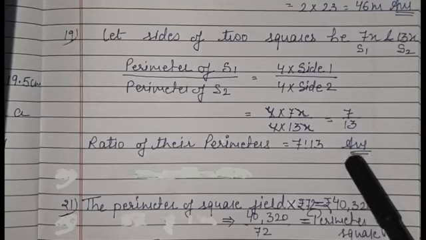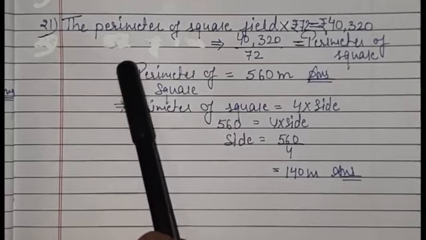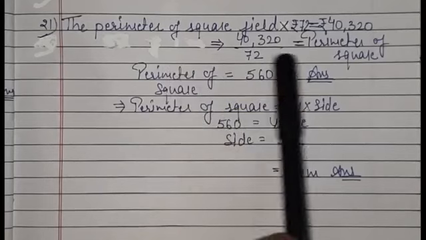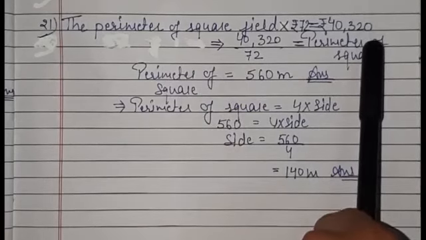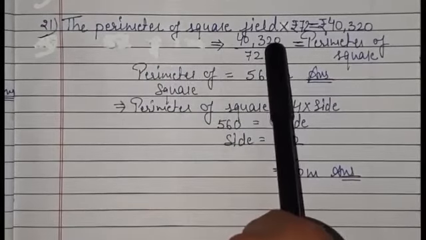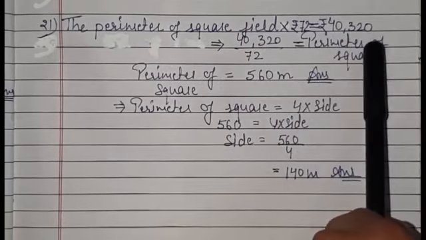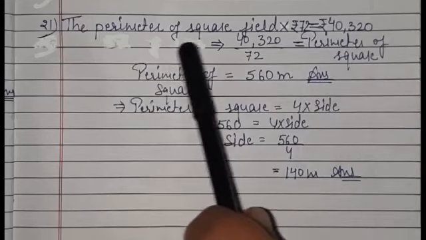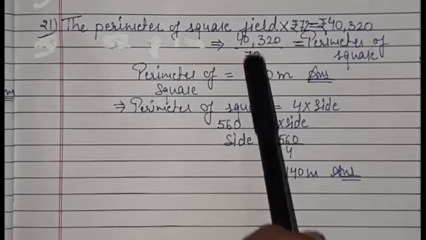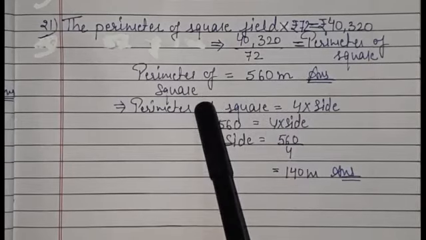Is it clear to everyone? Now come to sum number 21. The cost of fencing a square field at the rate of rupees 72 per meter is 40,320. The cost of fencing a square field means the perimeter of square field multiplied by 72, it will come 40,320. Right? So what will be the perimeter of square field? 40,320 by 72. When we divide it, 560 meter will be the perimeter of square.